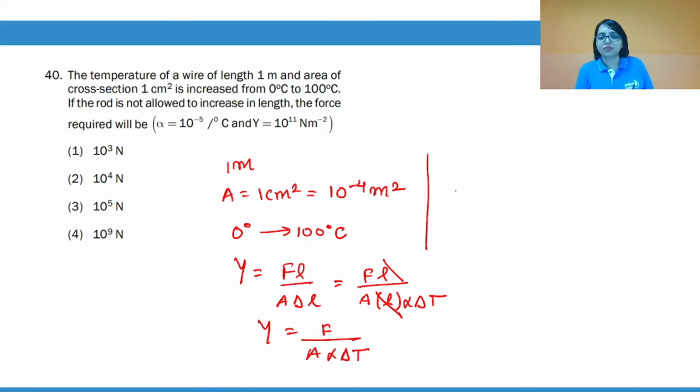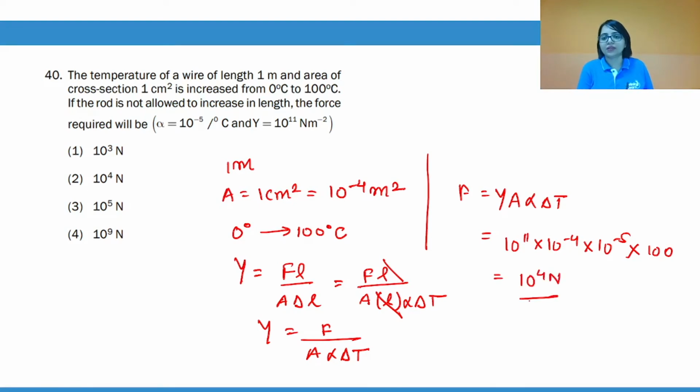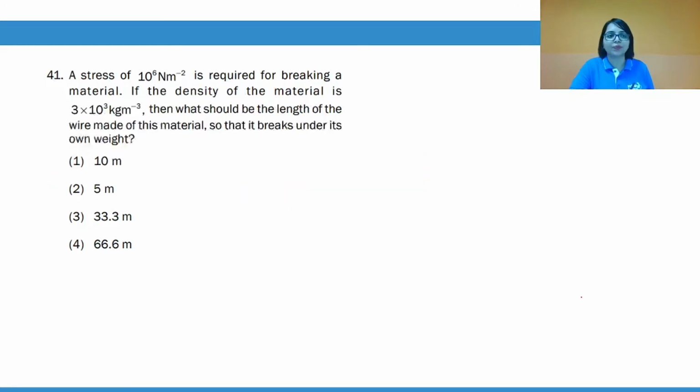Right? So F will be Y A alpha delta T. Y is 10 power 11, area of cross section is 10 power minus 4, alpha is 10 power minus 5, and change in temperature is 100, right? So it will be 10 power 4 Newton. So force required is 10 power 4 Newton, which is option 2.